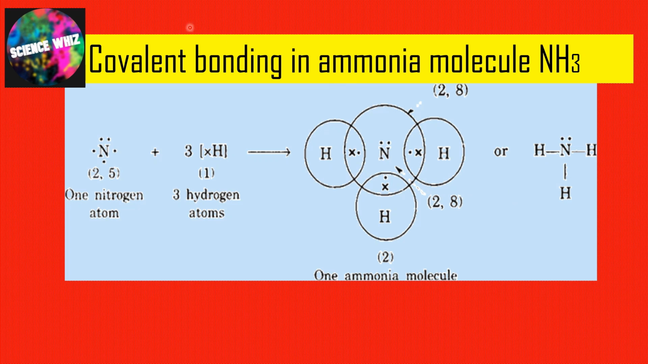Next is the formation of covalent bond in ammonia molecule. Nitrogen atom has 5 electrons, electronic configuration 2, 5, in the outermost shell. It shares 1 electron with each of 3 hydrogen atoms to form ammonia molecule. Here, one unshared pair of electrons in ammonia molecule is not involved in bond formation and it's called a lone pair of electrons.